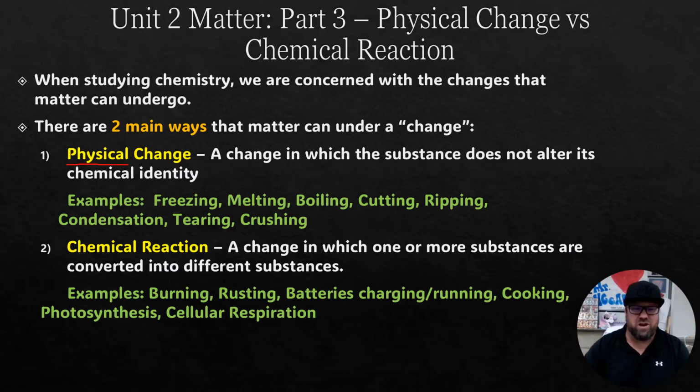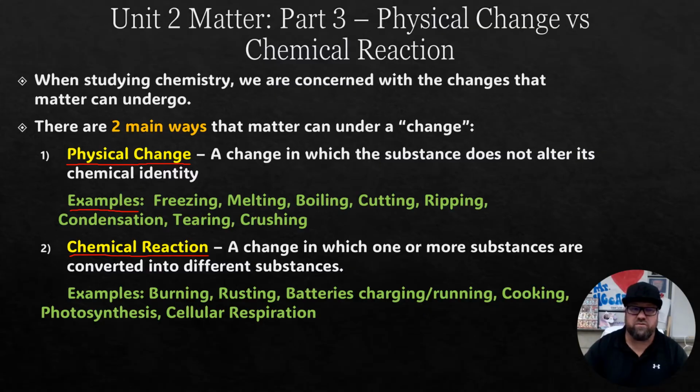The first one we'll talk about is a physical change, while the second one is a chemical reaction or a chemical change. Now, a physical change is defined as a change in which the substance does not alter its chemical identity. So, for example, I can take a piece of paper and I can alter its physical property by crumpling it, but it's still paper. I didn't do anything to the chemical bonds that constitute the compounds that make the paper paper.